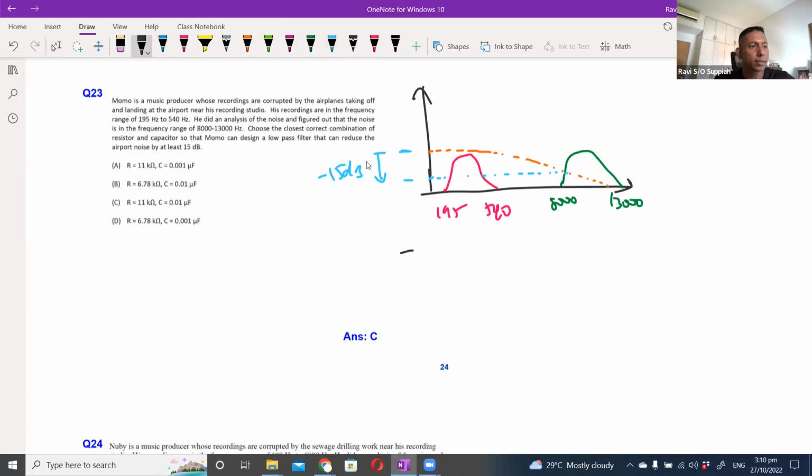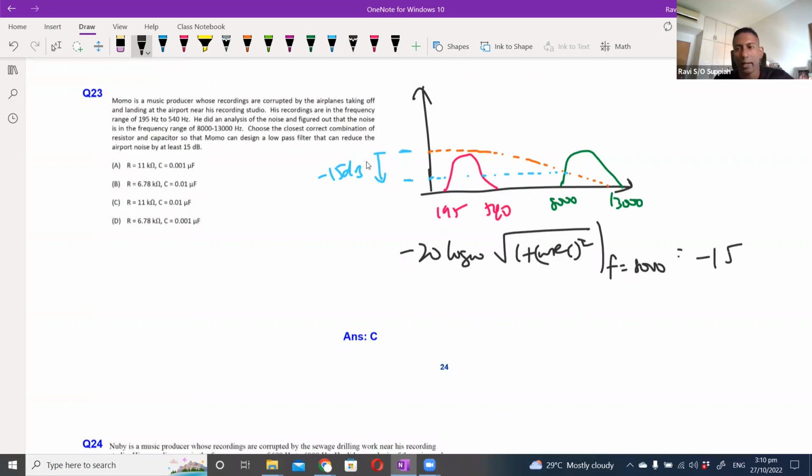It's the exact same formula: minus 20 log to the base 10 of 1 plus omega RC squared, in this case at F equals 8,000, will equal negative 15. The rest of it is exactly the same, so you eventually get RC is 1.1 times 10 to the power of minus 4 seconds, and then you relate it back to the options to find the combination that gives you that.